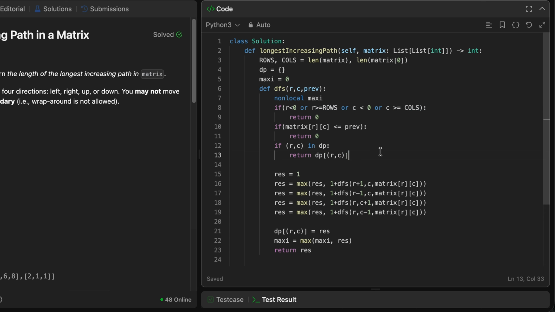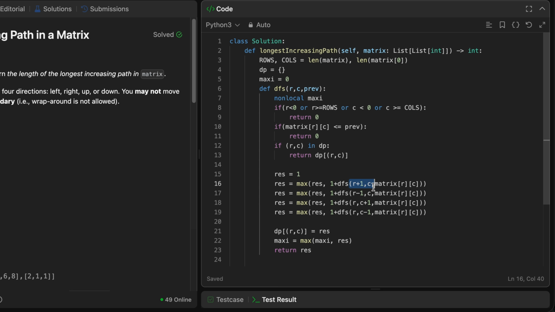And here are the base cases. So if the row or column is out of bound, we are going to return 0. Similarly, if the current value of the matrix is less than or equal to the previous value, we are again going to return 0 because we are trying to find the maximum increasing path. And the final base condition is that if we have already calculated the longest increasing path for the given row and column, and we have already stored it inside of the DP hash map, then we can simply return that value.